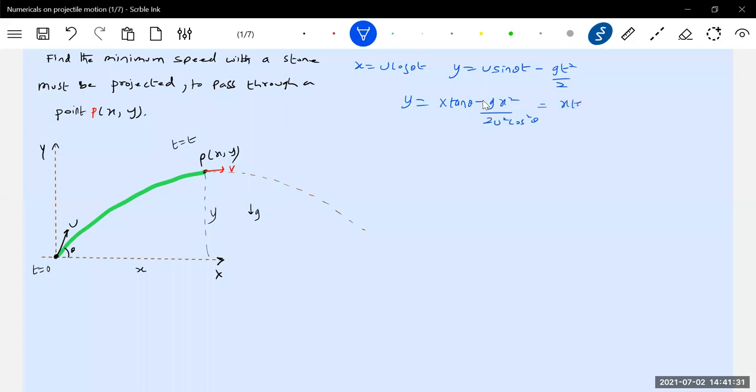This I will rewrite. 1 by cos square theta, I'll write it as secant square theta. Then y equal to x tan theta minus g x square by 2u square secant square theta, and secant square theta will become 1 plus tan square theta.